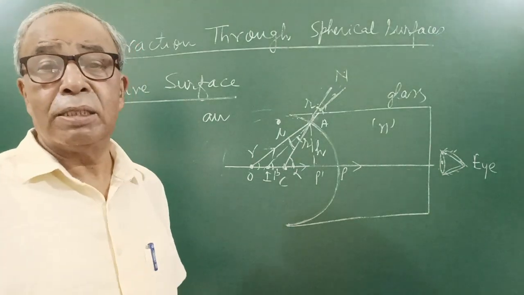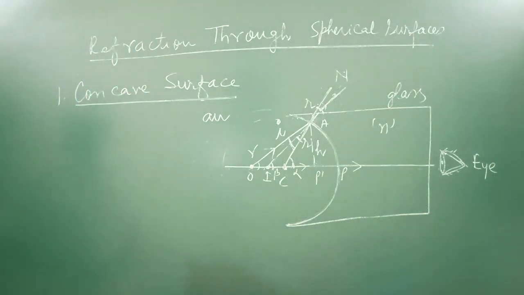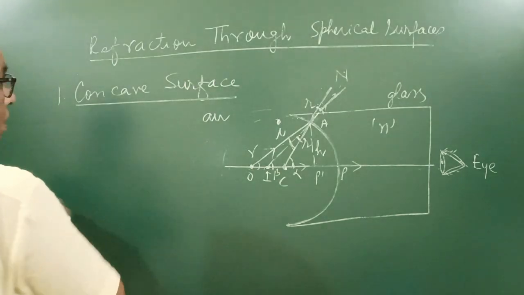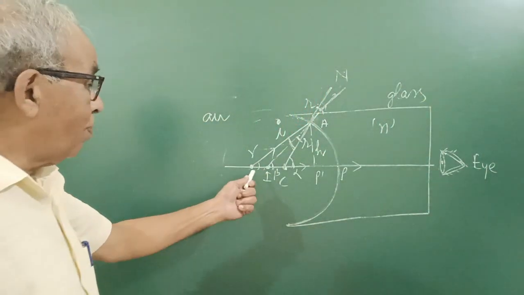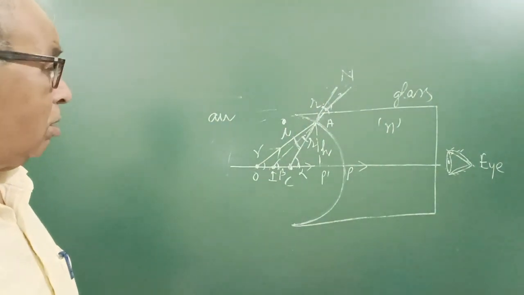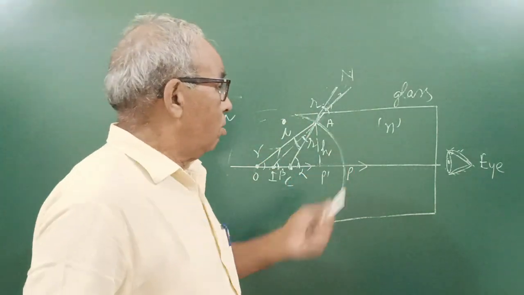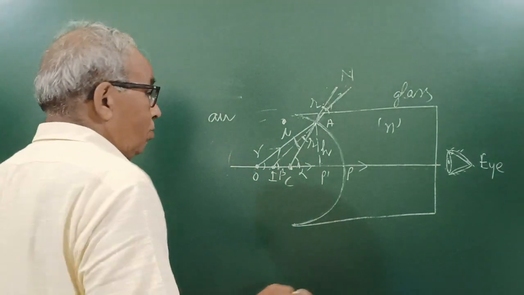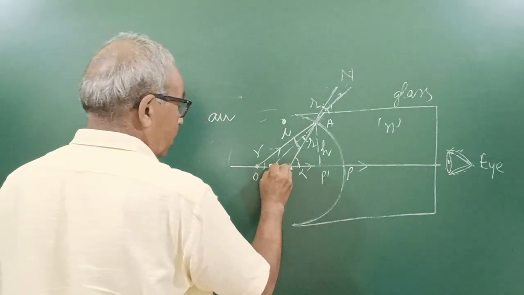So now we have to establish the relation between object distance, image distance from the pole, and refractive index, and that is called the refraction formula on a spherical surface. In this diagram, it is clear that O is the point object on the principal axis of the concave surface of glass, which is a part of a glass slab. Actually we are looking across this and the object appears at point I.